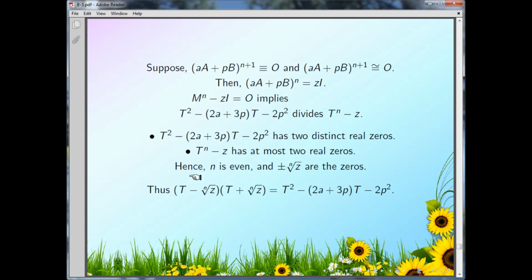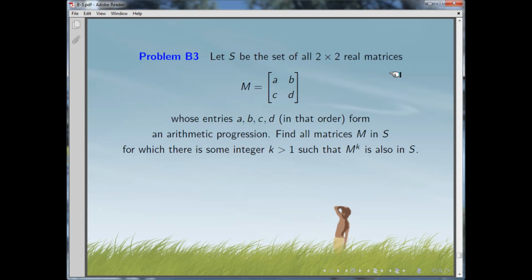But if you expand this one, you get constant term 0 because of the opposite signs. That forces 2a plus 3p to be 0. But we assumed that 2a plus 3p is not equal to 0, so that cannot happen. So this matrix raised to the nth power cannot be a scalar multiple of the identity matrix, therefore this can't happen. So what we have shown is that we discovered these two matrices and no other matrices will have that property.